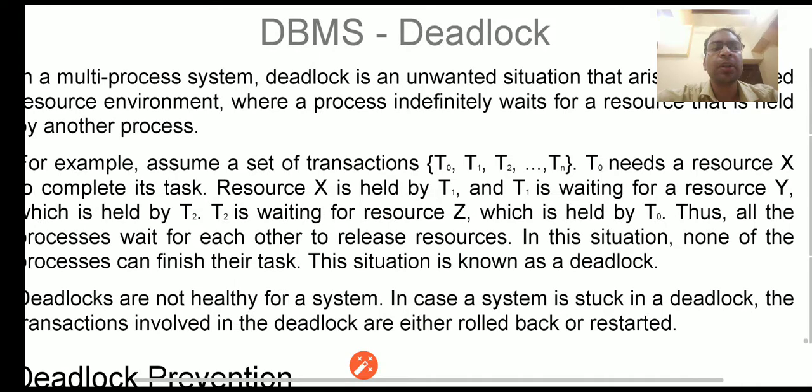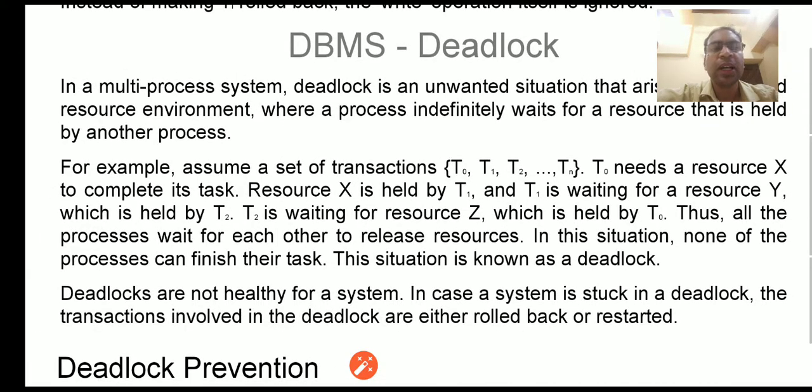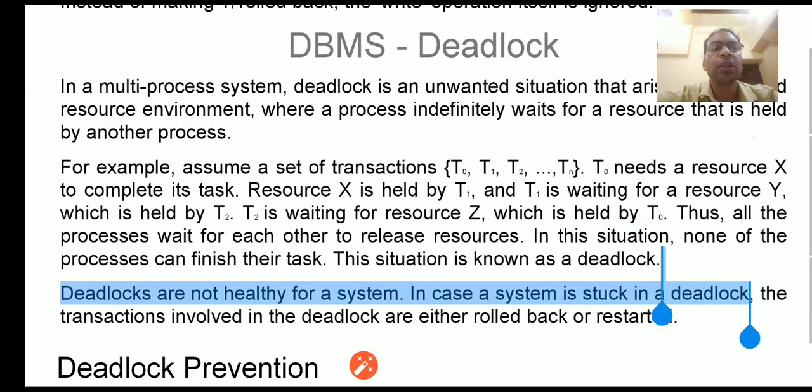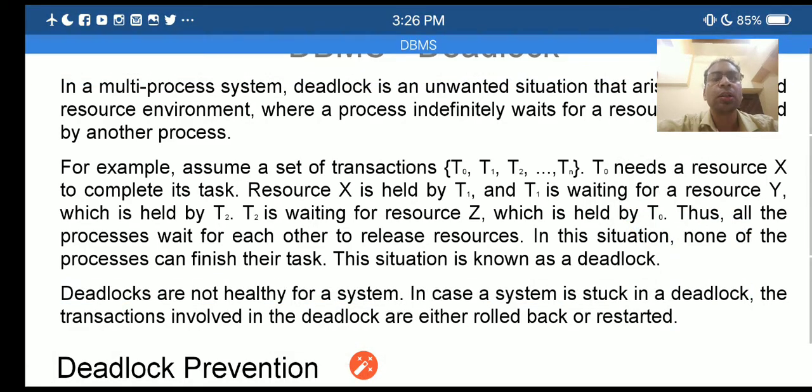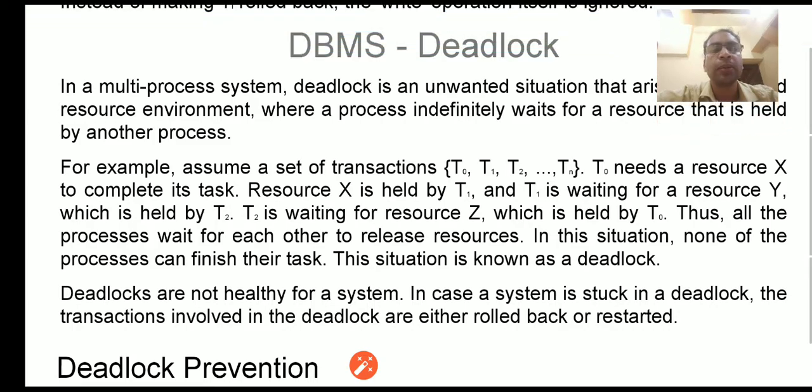Here is an example. There are multiple transactions, and let's say one transaction is waiting for the other transaction to release a lock that is already held on some data resource, and similarly the other transaction is also waiting for a lock to be released by the previous transaction. So both transactions are waiting for a release of the lock and neither is releasing it. This is not a good situation for the database, as no execution can take place and no transaction can complete.